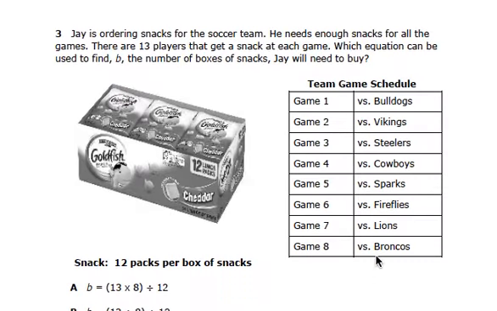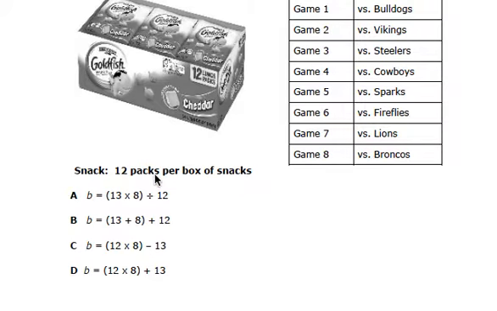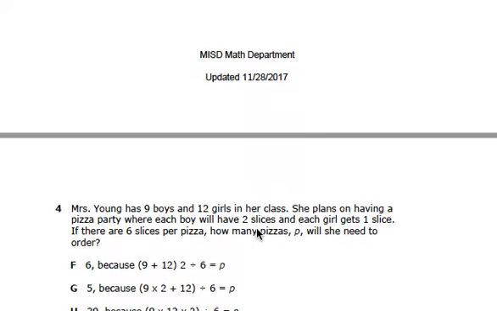Number 3. J is ordering snacks for the soccer team. He needs enough snacks for all the games. There are 13 players that get a snack at each game. Which equation can be used to find B, the number of boxes of snacks J will need to buy? Snack, 12 packs per box of snacks.